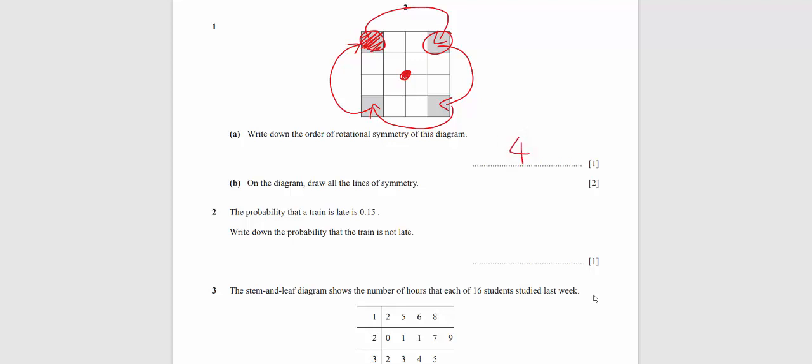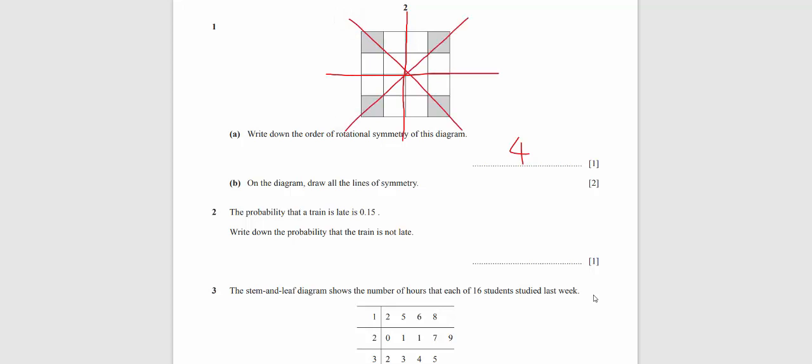And then on the diagram, they ask you to draw all the lines of symmetry. So then you can draw the lines of symmetry. There's 1, 2, 3, and then 4.